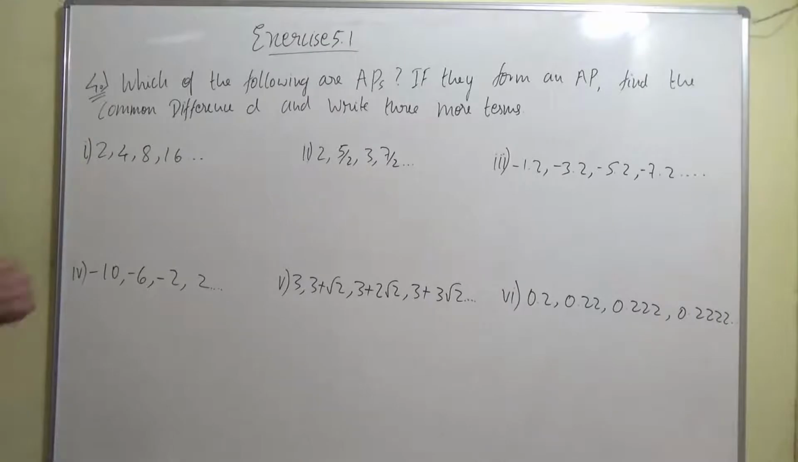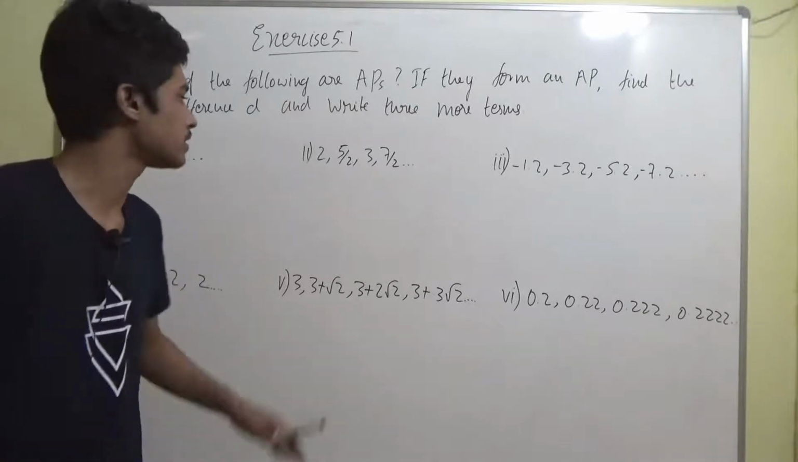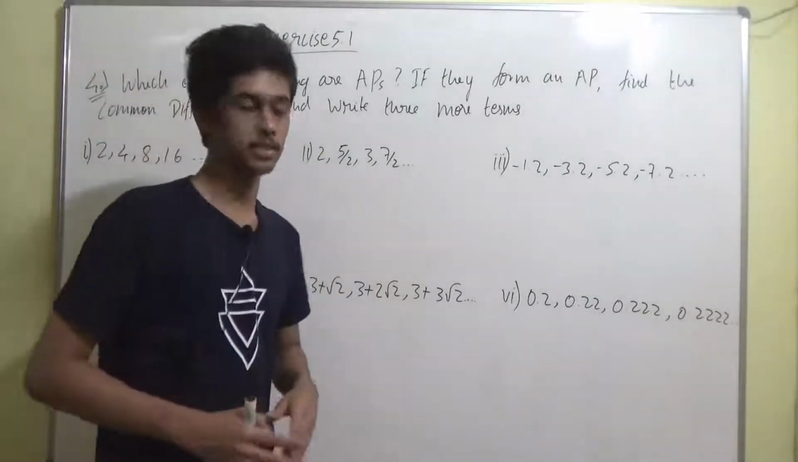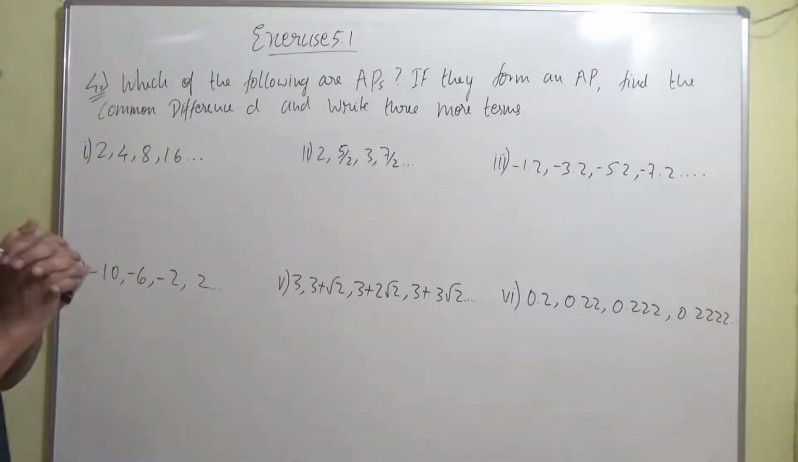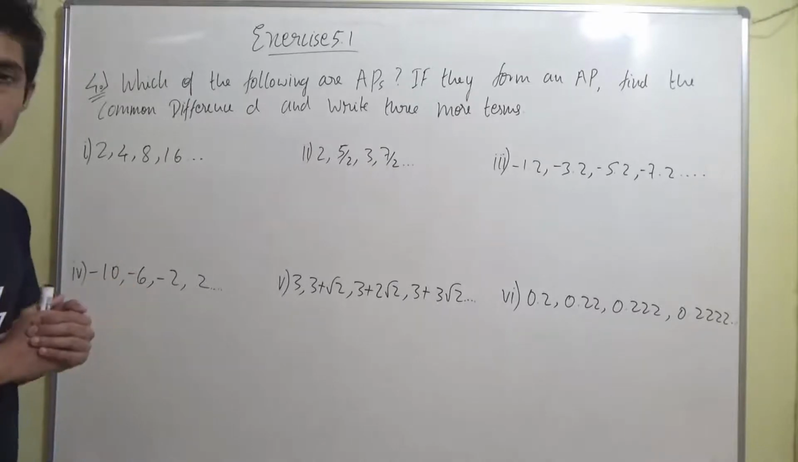Okay, guys, so now let's go to the 4th question. The 4th question says, which of the following are APs? If they form an AP, find the common difference D and write 3 more terms. They have given us a series of questions. So actually they have given 16 sub questions under question number 4, guys. So first we'll do the first 6 questions and then we'll see the next set of questions, right?